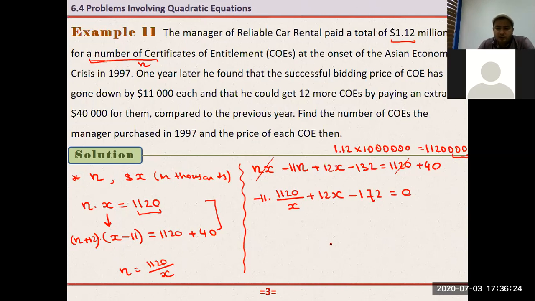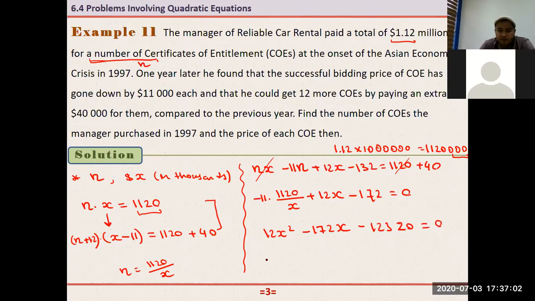Let's multiply both sides by x, hoping that x is not equal to 0. So here we have 12x squared, because of this, and they cancel each other. Here we have minus 172x, and here we have minus 11 times 1120, that's 12320, equal to 0. Big numbers, no problems.